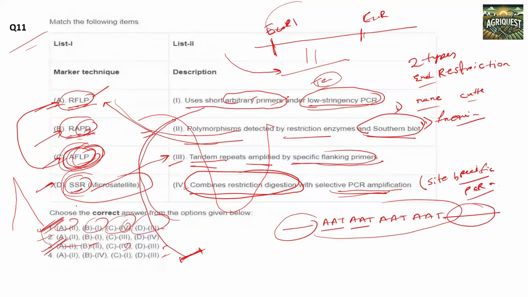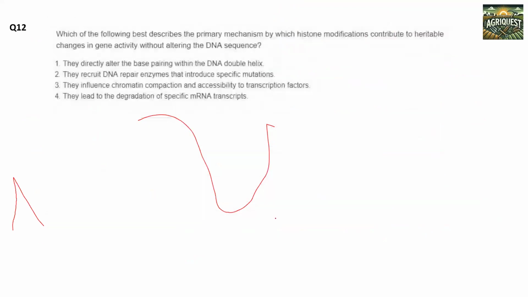You can also check again. RFLP, A option 2, means polymorphism detection by restriction and Southern, then after that the Southern blot is done. So A is correct. Then B is equal to 1, RAPD, which means arbitrary primer, is also correct. C is 4, means AFLP is combined restriction. And D is equal to the third option. So the first option is correct.